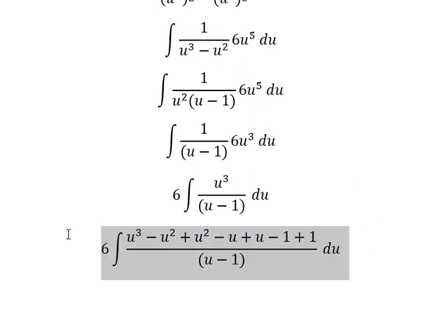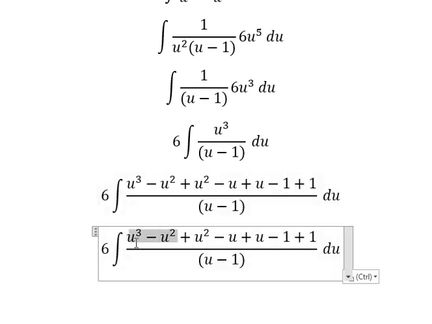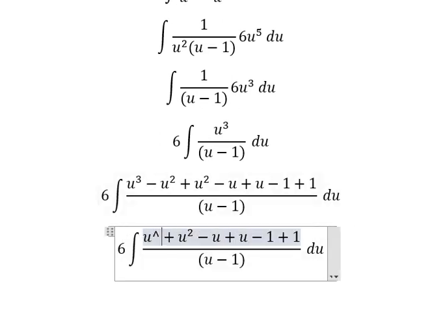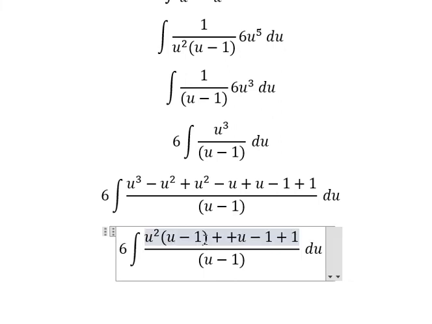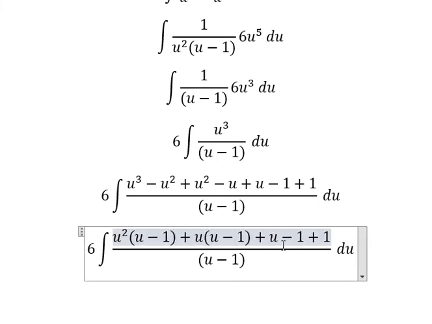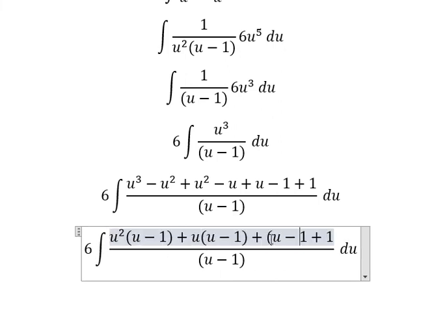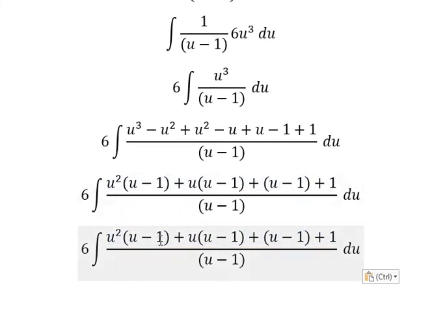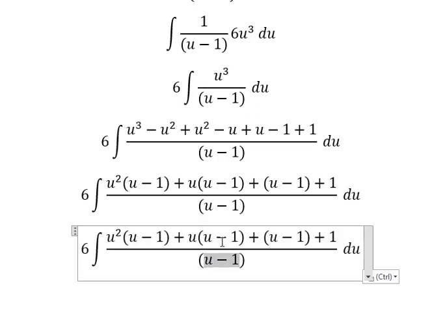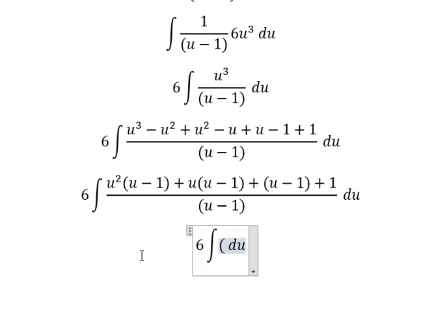And now we can do factorization. This one by u square. This one by u. This one we keep the same. So u minus 1, u minus 1, they divide by this one, so we have number 1. And now we have like this.